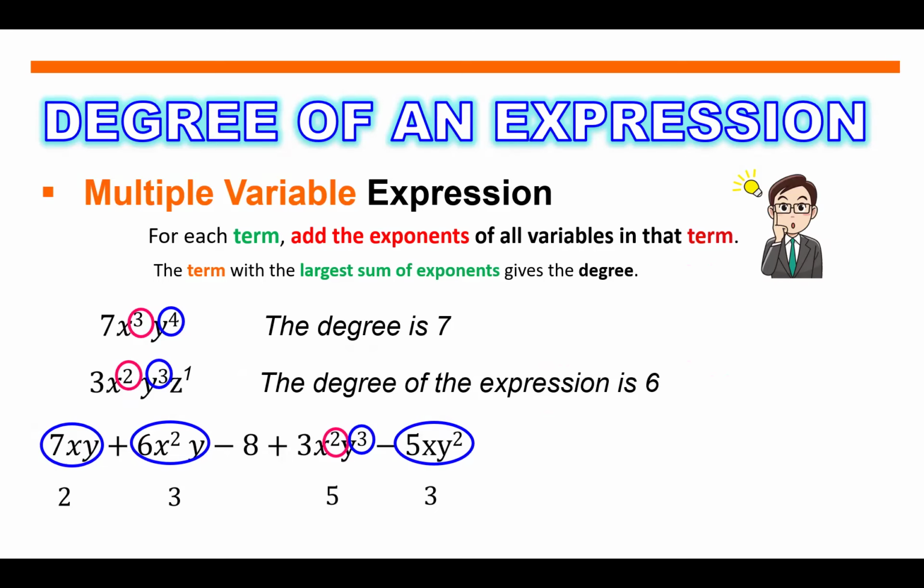So the highest is the fourth term, which is 3x squared y cubed. So the sum of their exponents is 5. So that is the highest or the largest sum of exponents. So this will give us the degree of this expression is 5.